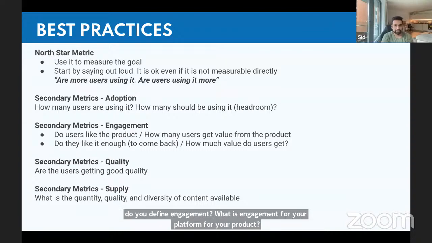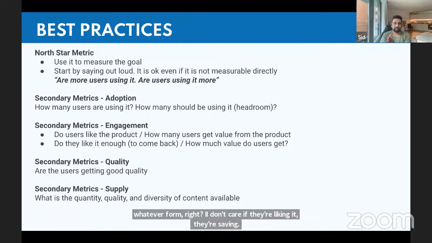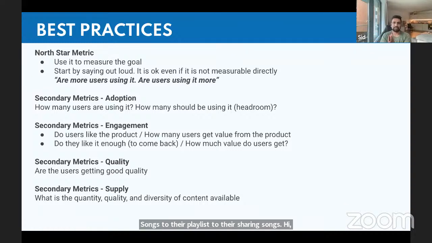And there are a couple of questions I ask myself here. Do users like the product? Because if they like it, they will engage with it in whatever form. I don't care if they are liking it, saving songs to their playlist, or sharing songs. I just want to know if they like it. And if they like it, I know they will take actions that I can call engagement.